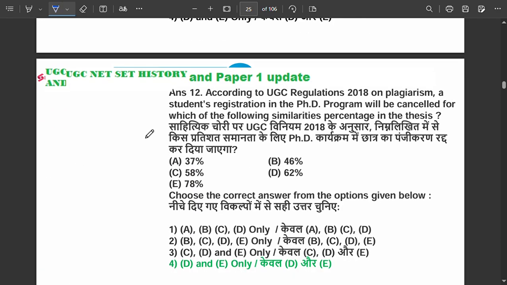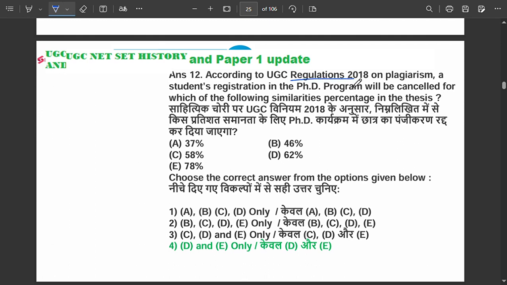According to the UGC Regulation 2018 on plagiarism, a student's registration in the PhD program will be cancelled for which of the following similarity percentages in the thesis? 78% E and 62% D. So D and E was the correct answer, number 4.